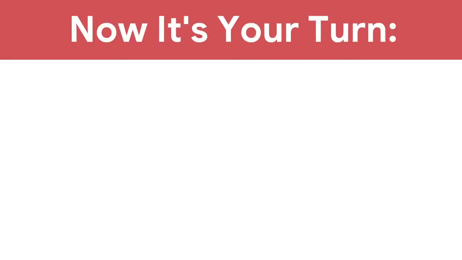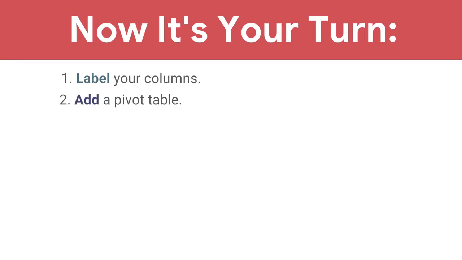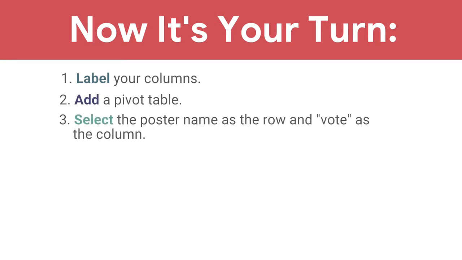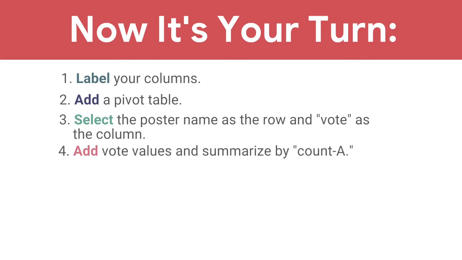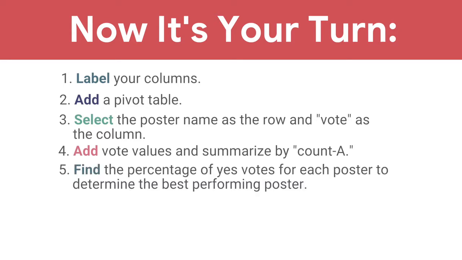Now it's your turn. Label your columns. Add a pivot table. Select the poster name as the row and vote as the column. Add vote values and summarize by count A. Finally, find the percentage of yes votes for each poster to determine the best performing poster.